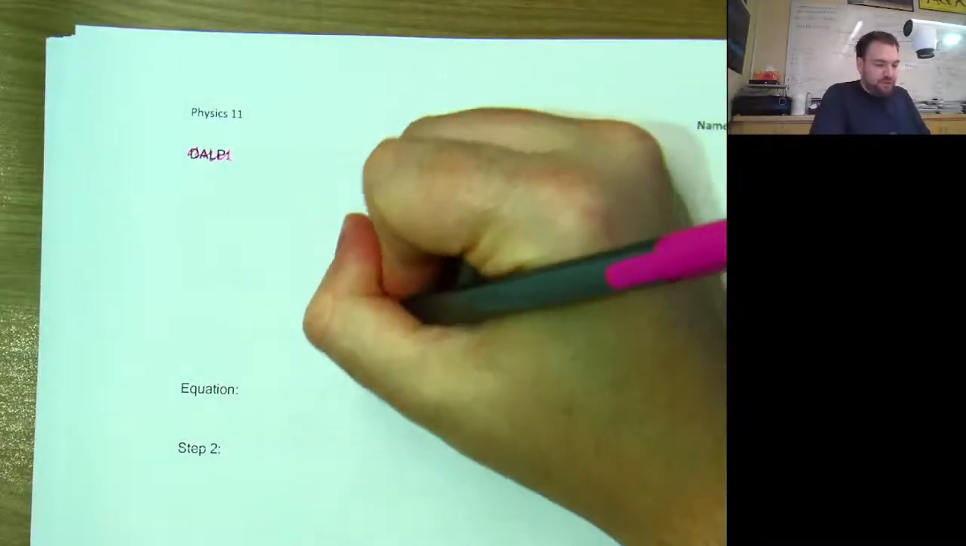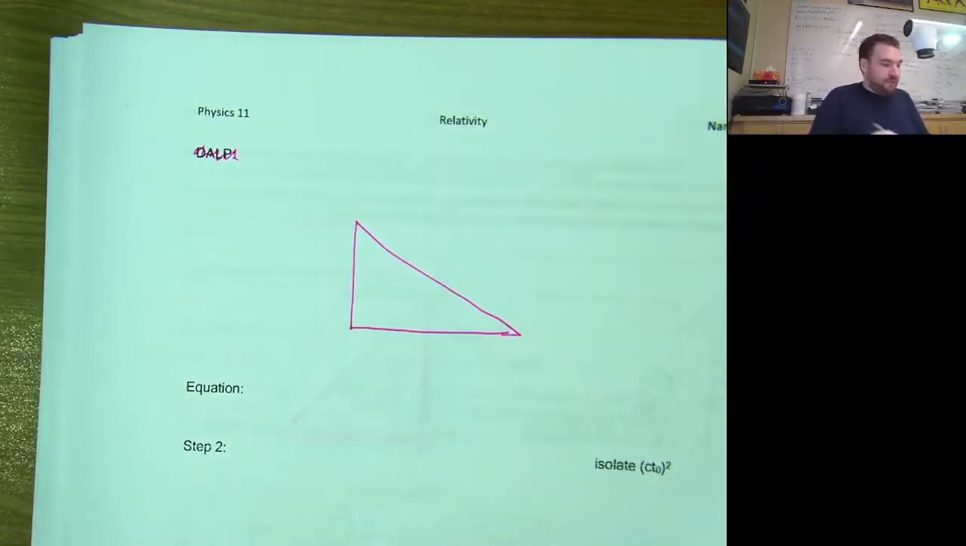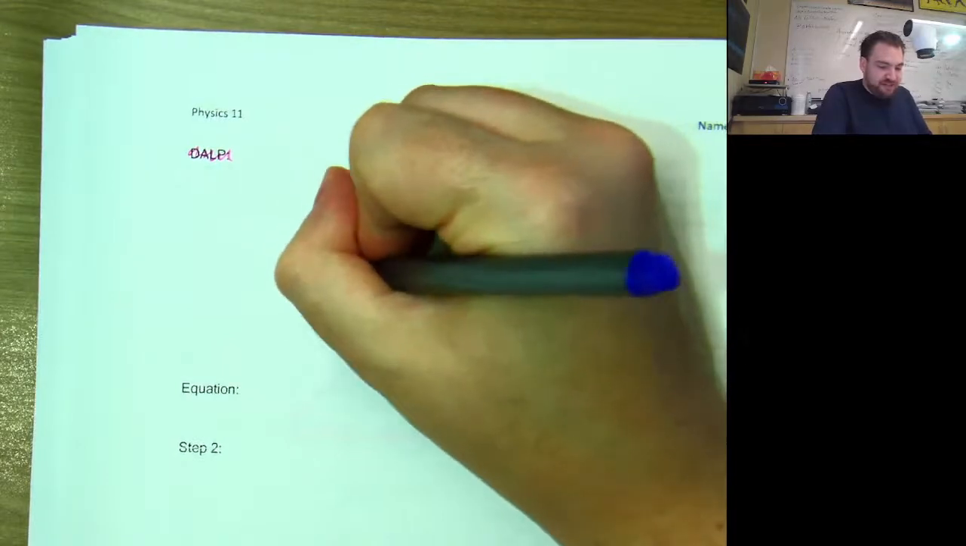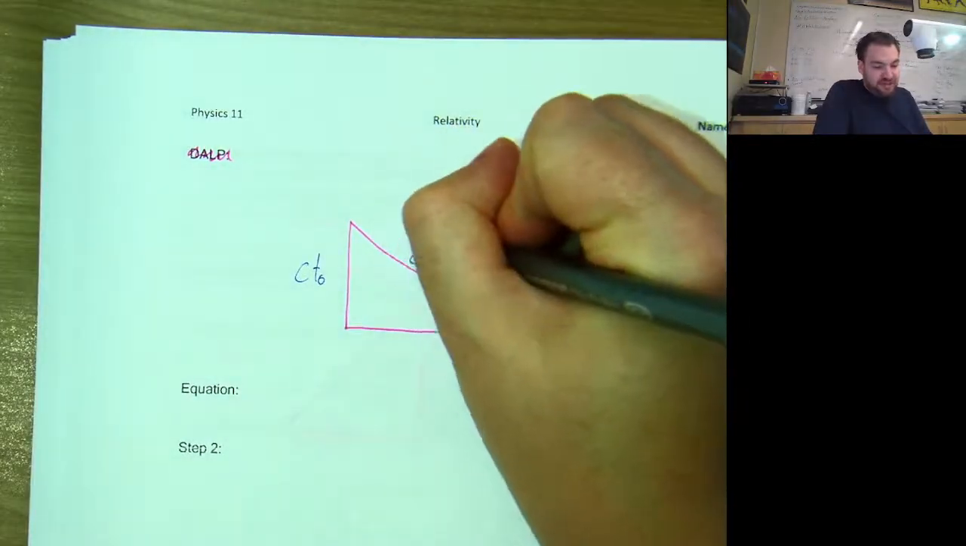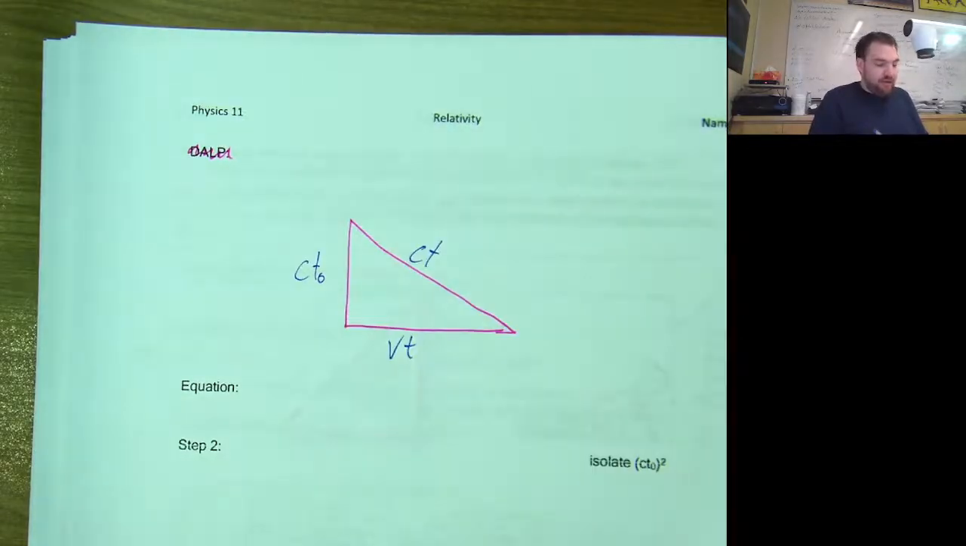We've got this situation. We've got a triangle, looks like this. We've got c times t0, ct here, and vt here. Using the Pythagorean theorem, how must these three sides be related? It's not a trick question.